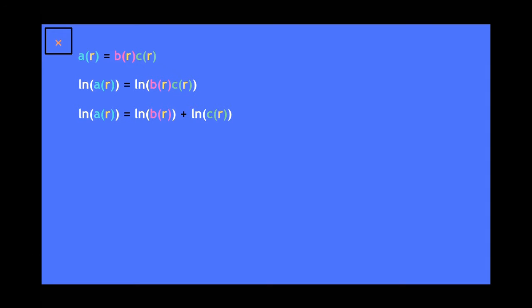Now, let's take the derivative of both sides. So we'll have 1 over a of r times a prime of r is equal to 1 over b of r times b prime of r plus 1 over c of r times c prime of r. This proof and the quotient rule proof can get kind of crazy with all the terms, so I did my best to color code everything, but if you need to pause and take a look at the screen or write some stuff down, that's perfectly fine.